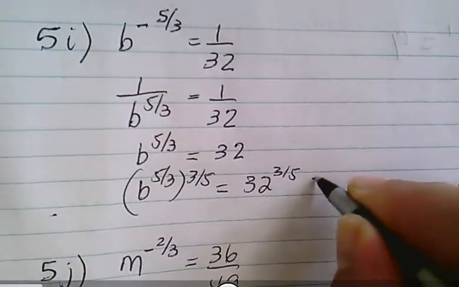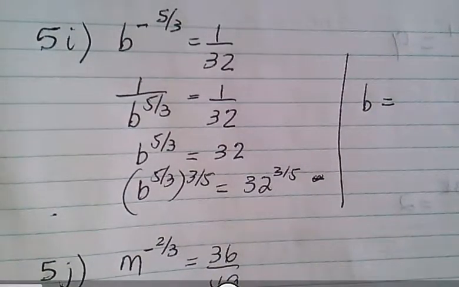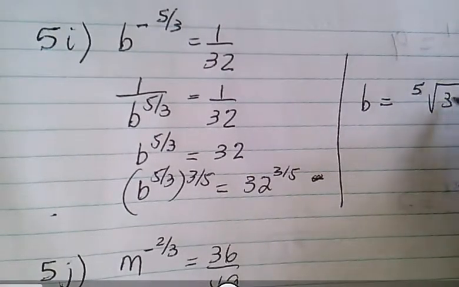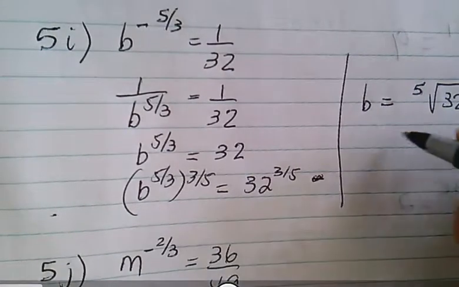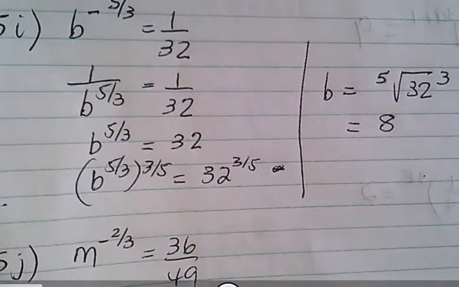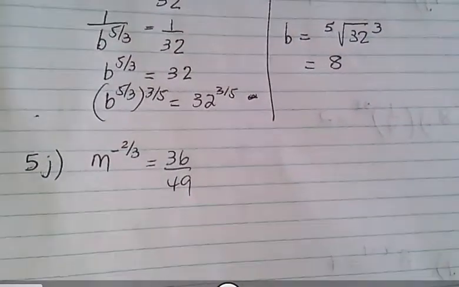So therefore, we've got that b equals the 5th root of 32 cubed. Isn't the 5th root of 32 2? 2 cubed is 8. All right, so similar to the other one, just with the negative indices. All good? Try this one on your own.